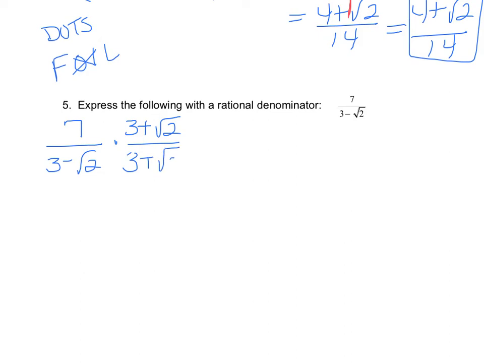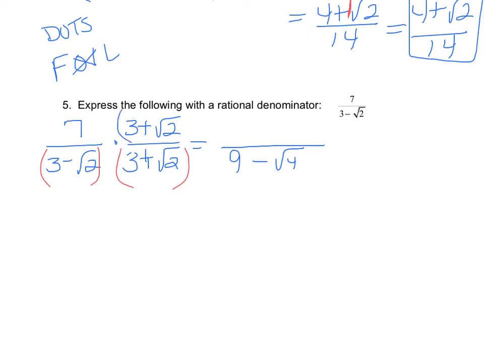Let's take a look at the denominator. Do we have dots on the bottom? Yes, we do, which means we know we're going to do it the right way. So let's do the bottom first. We're going to do first and last of FOIL. 3 times 3 is 9. Positive times negative is a negative. Radical 2 times radical 2 is radical 4.